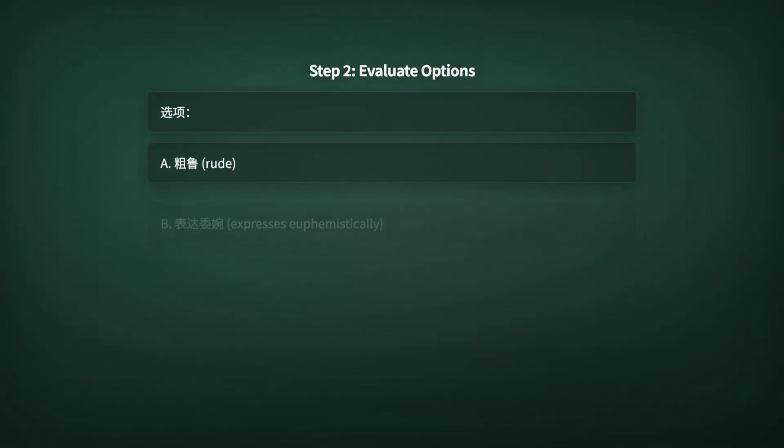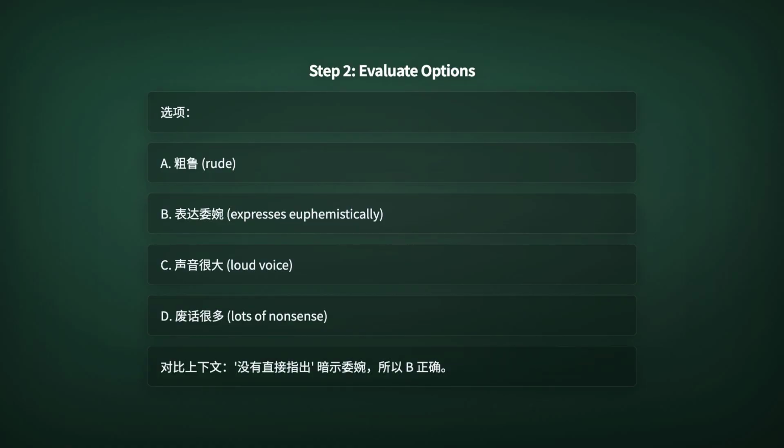Moving to the options, we evaluate each against the context we've analyzed. Option A means rude, but this contradicts the sentence's tone of avoiding direct criticism, which is typically more polite. Option C means loud voice, yet the text says nothing about volume, so it's irrelevant. Option D means lots of nonsense, but the speech is described as implicit, not nonsensical.